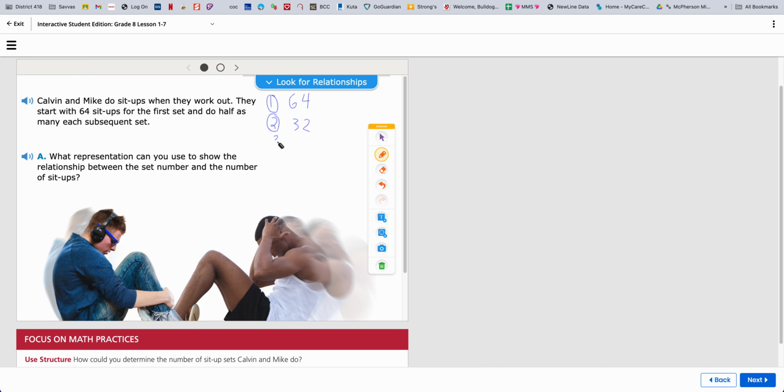And then third set, how much? 16. Fourth set, 8, and so on. We could write down a couple more, right? And let's just go ahead and do it. Fifth set, 4, sixth set, 2, and the seventh set, 1 sit-up. That's the one I want. I'll do that set with them.